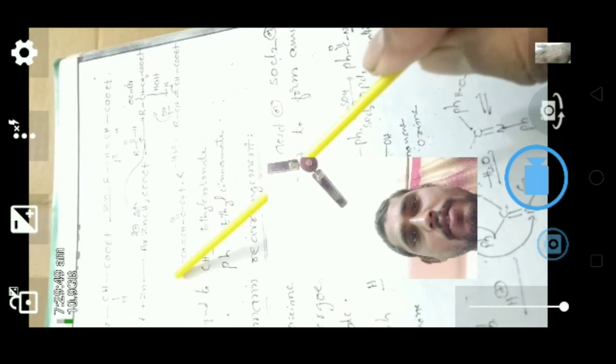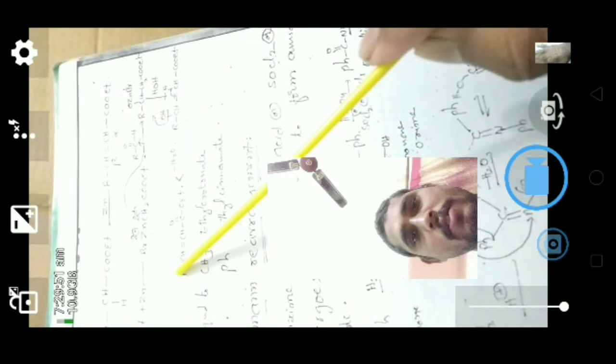Here if R is equal to methyl, then that is called ethyl crotonate. If R equal to phenyl, then that is called ethyl cinnamate. Now we'll see another reaction, that is Beckmann rearrangement reaction.